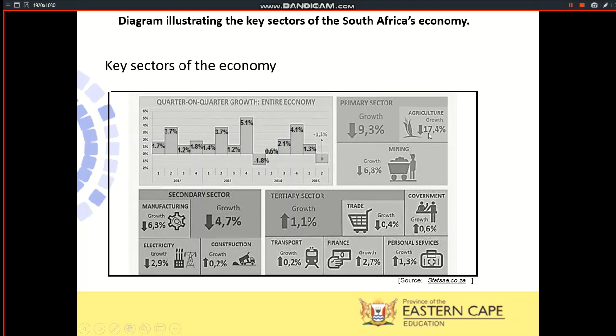Another part of the diagram is the primary sector: agriculture growth, mining growth. They go to the secondary sector: manufacturing, electricity, construction, and its growth. They go to the tertiary sector: transport, finance, personal services, government, trade, and its growth. So here you can find a typical example of a diagram that illustrates the key structures of the economy. Let's look at the questions that they can possibly ask on this diagram.